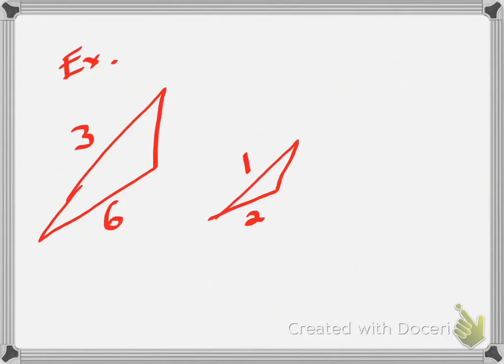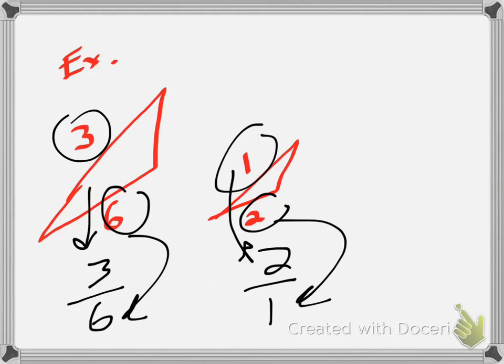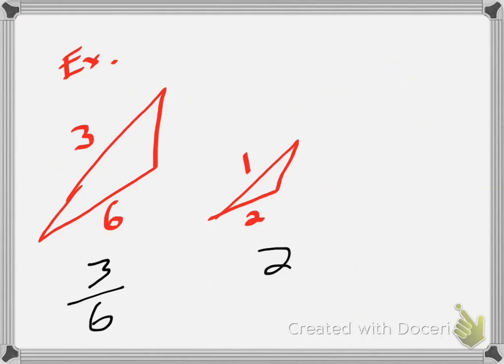Well, this one is 3 over 6. Now, I cannot do this, 2 over 1, and see if they're proportional, because they won't be. And the reason why is because we're not using the same numbers on top and the same numbers on bottom. So they have to be proportional sides. They have to be the same sides that we use. So I have to actually rewrite this one as 1 over 2. And that's really important that you make sure you do that.